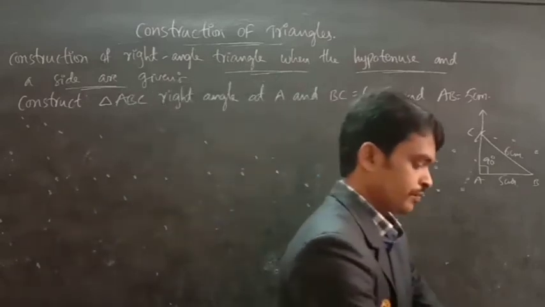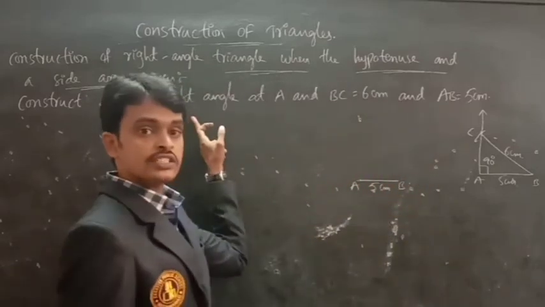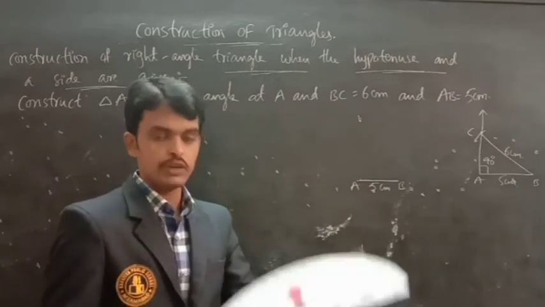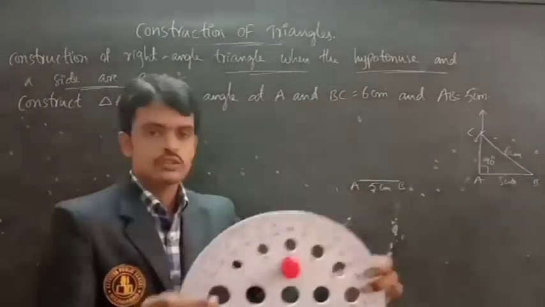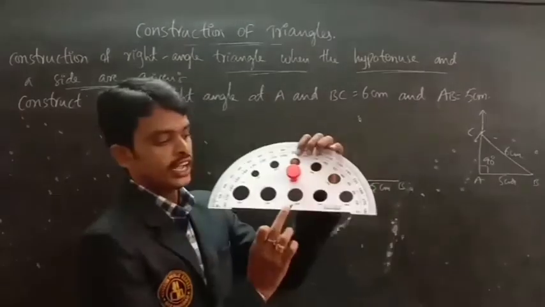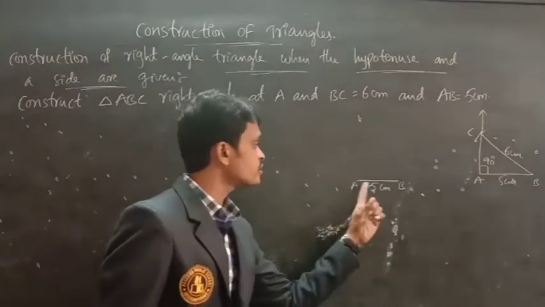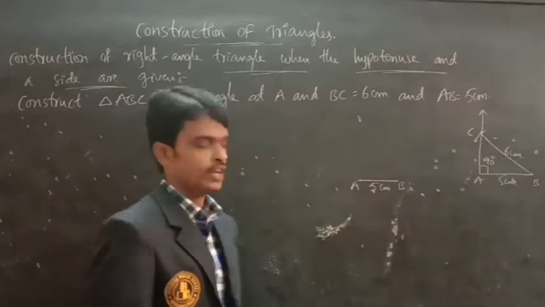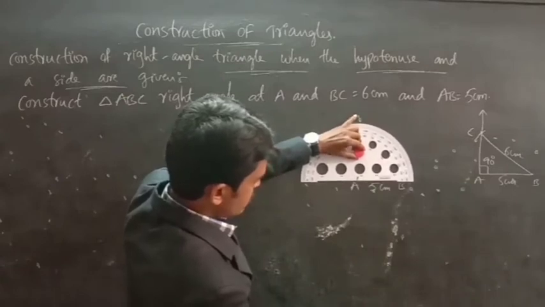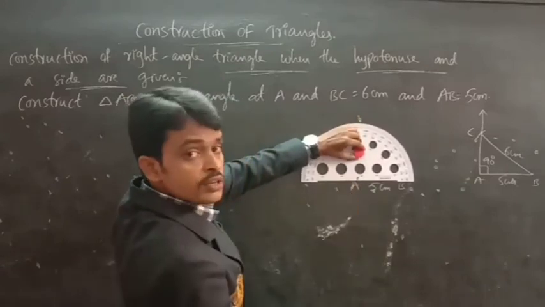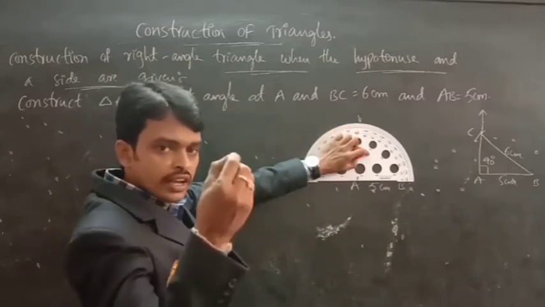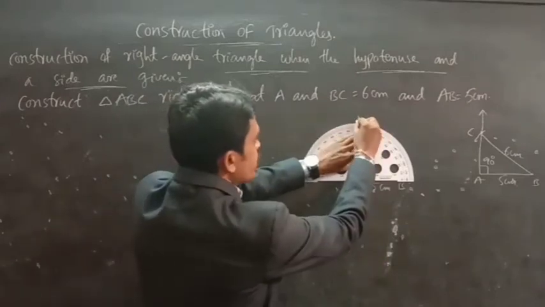Next, second step, we should construct an angle with center A by making an angle of 90 degrees using a protractor. So the pointer of the protractor we should place at the center A, and the edge of the protractor should be aligned with, or coincide with, line segment AB. Now a right angle is nothing but exactly 90 degrees. So here it is a right angle, 90 degrees.